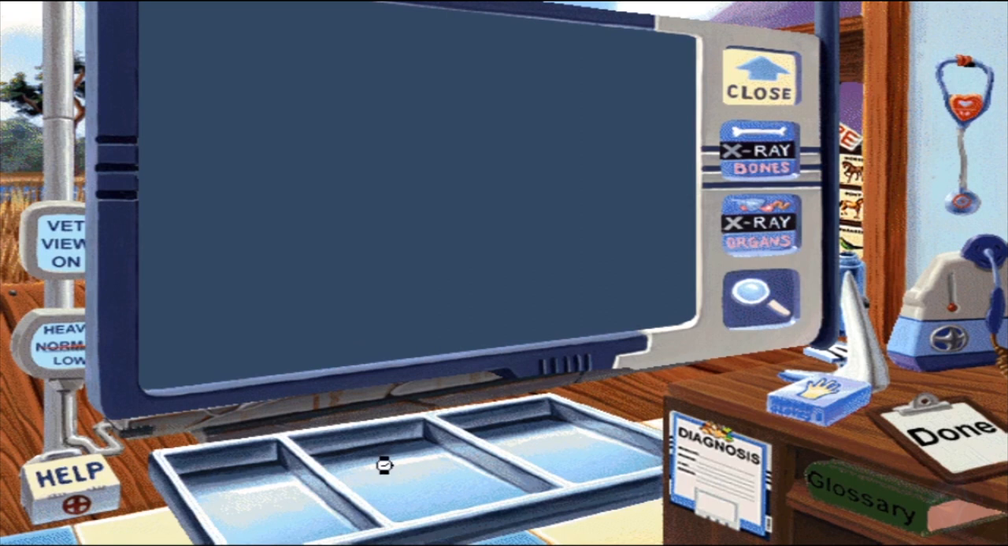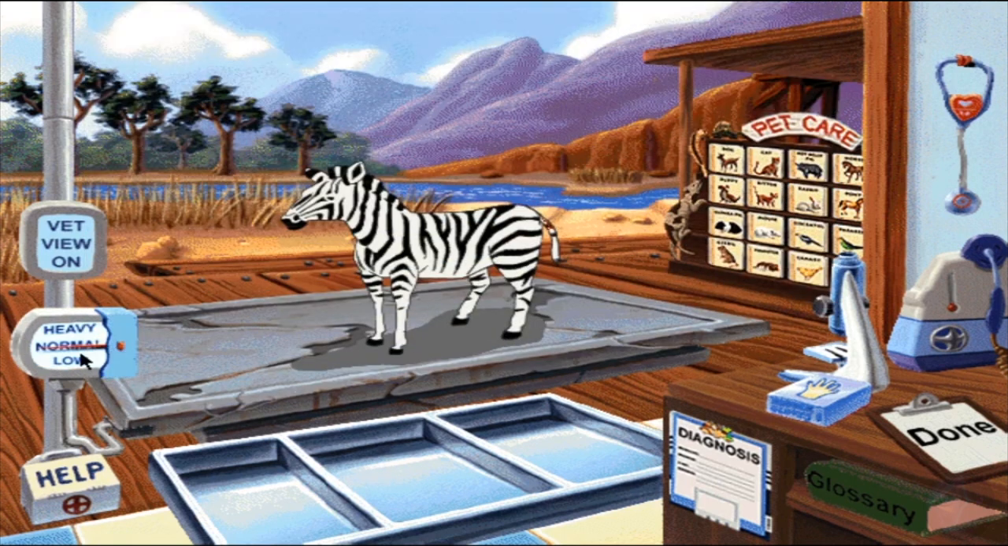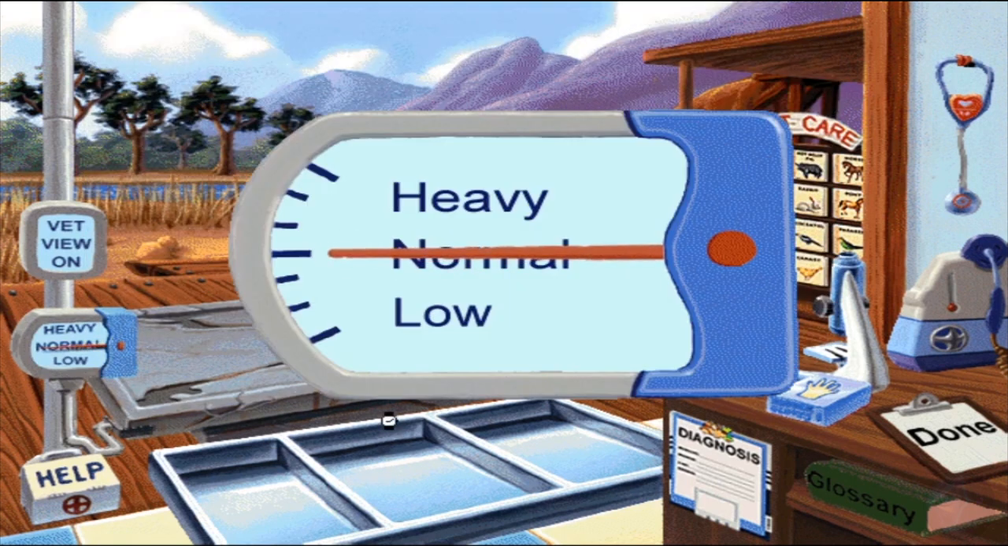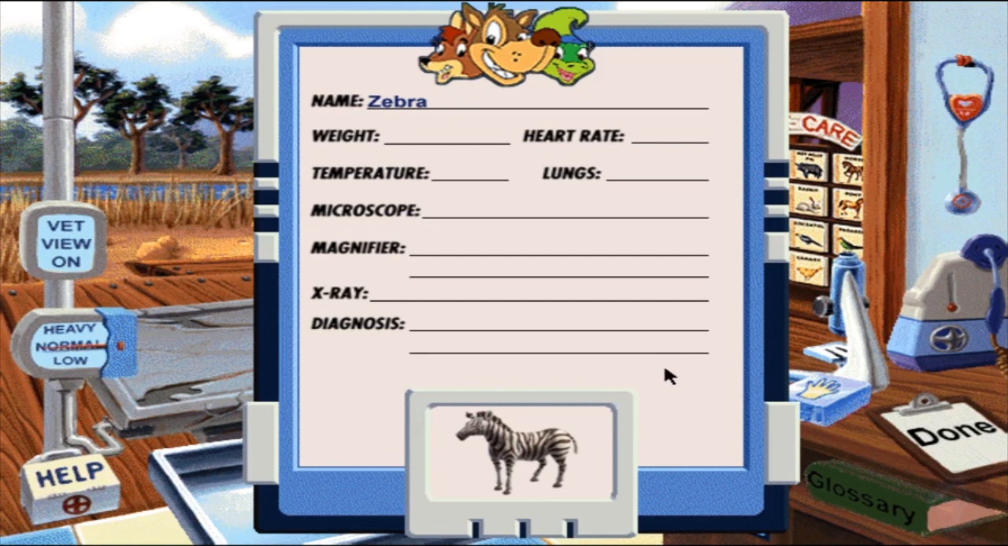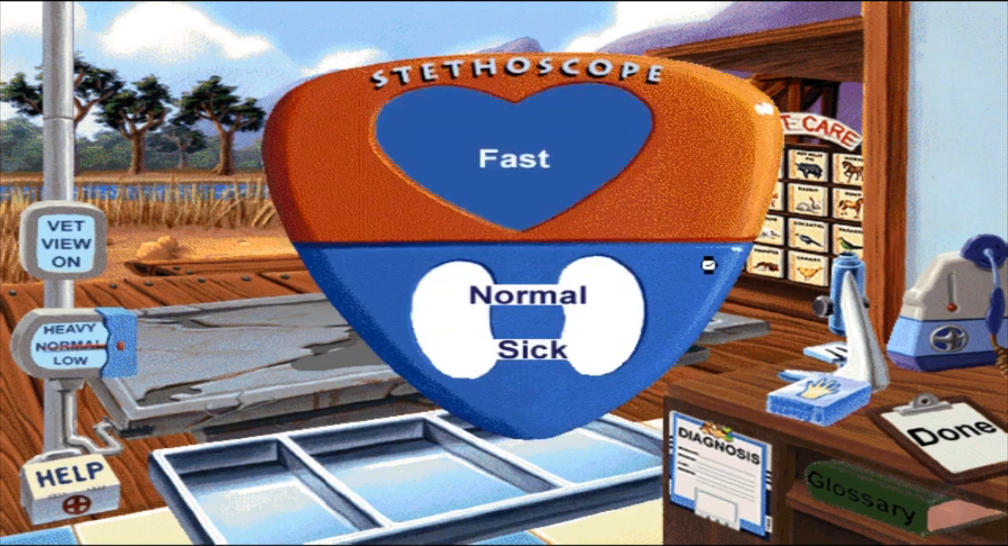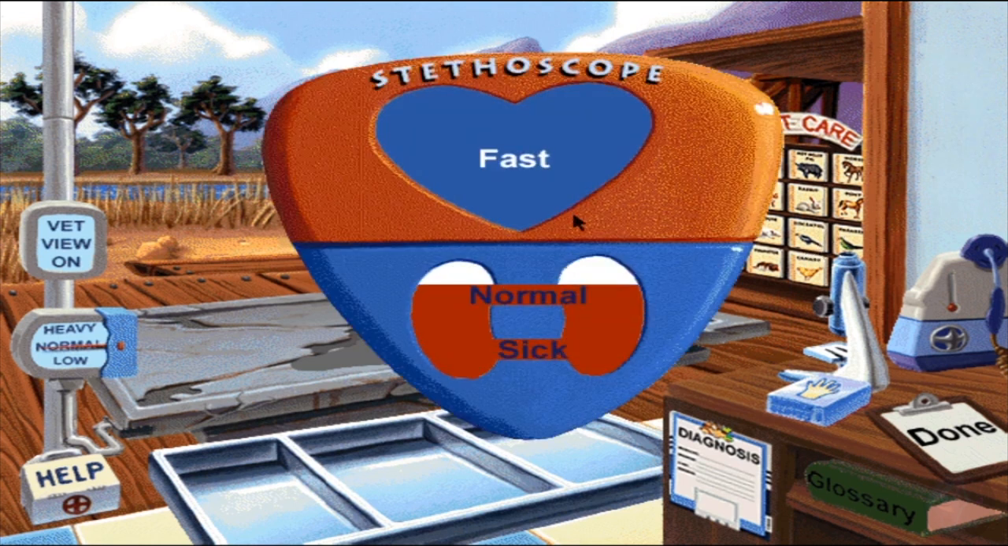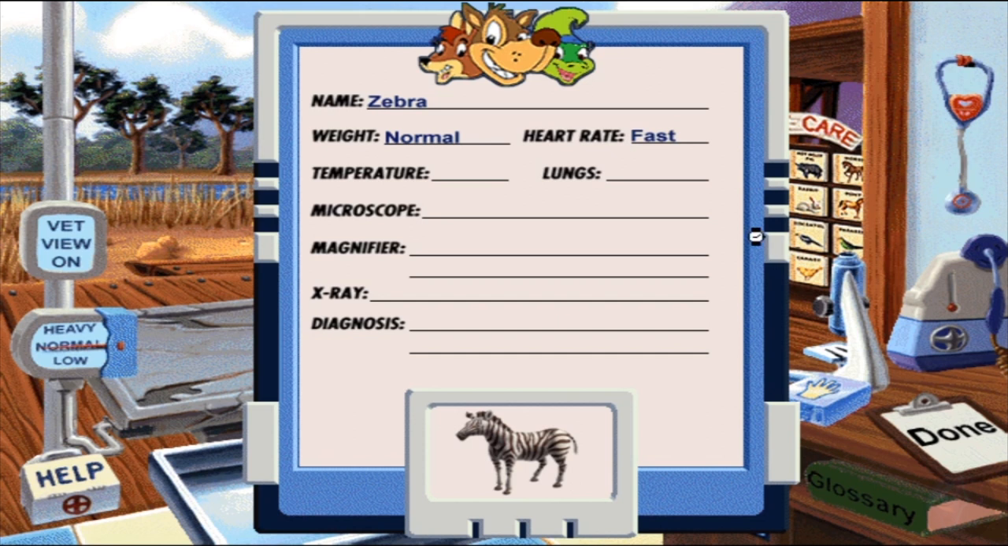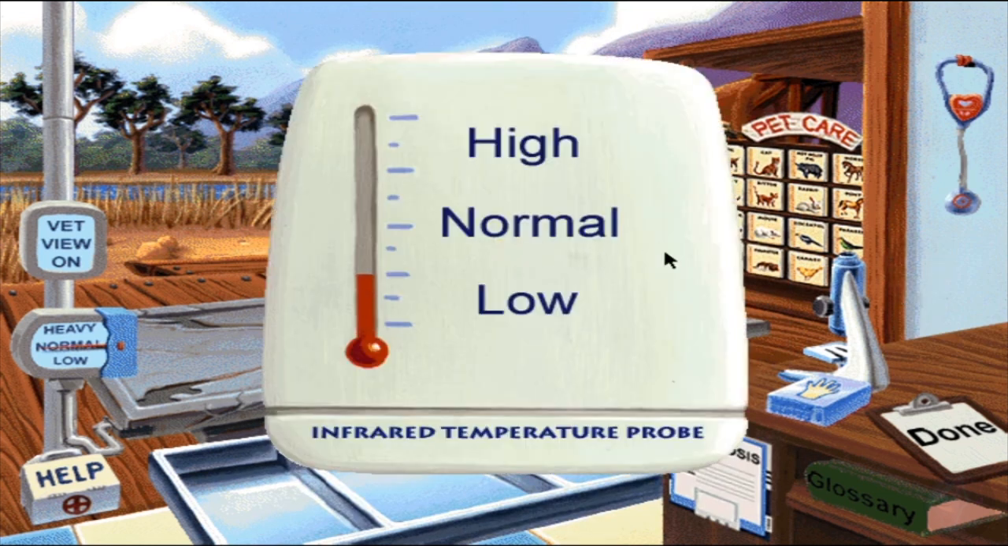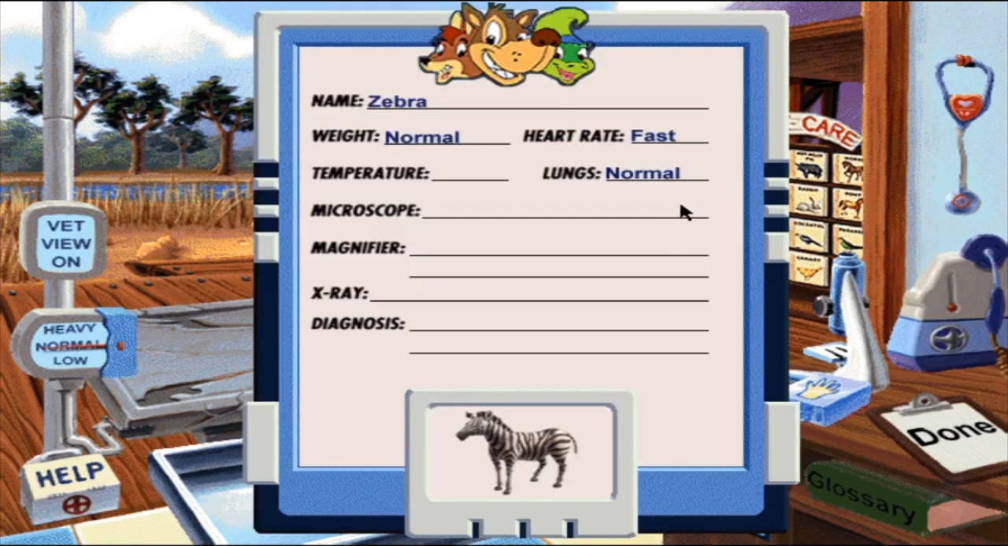Oh, you've brought an animal. This animal's weight is normal. The animal's heart rate is fast. This animal's lungs sound normal. This animal's temperature is high.